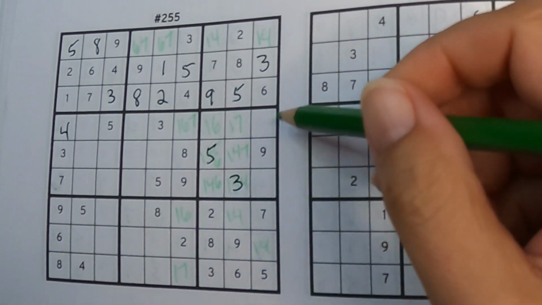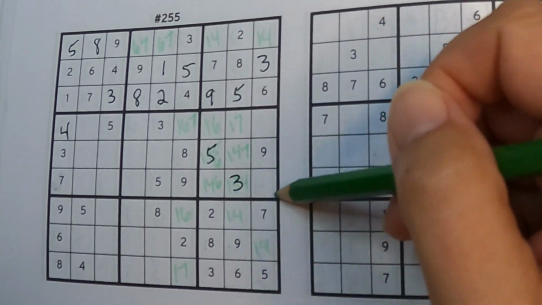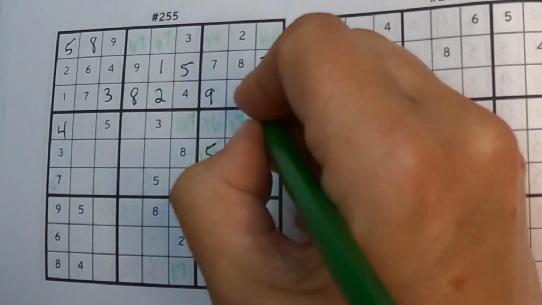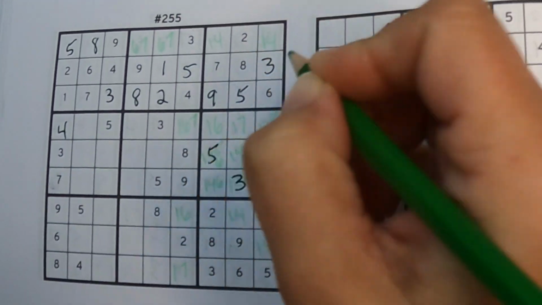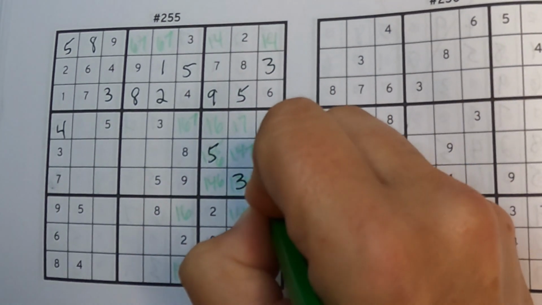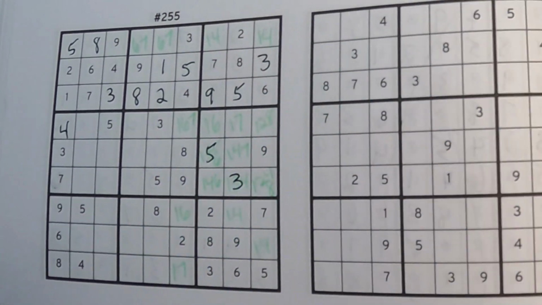For this column, we're missing 1, 2, 4, and 8. We've got a 4 here, so 1, 2, 8. No help here, 1, 2, 4, 8.